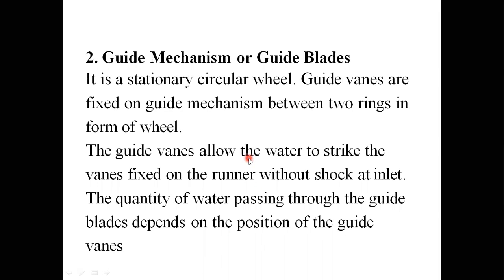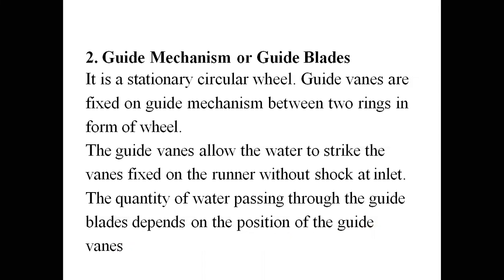The guide mechanism or guide blade is a stationary circular wheel. Guide vanes are fixed on the guide mechanism between two rings in front of the wheel. The guide vanes allow the water to strike the vanes fixed on the runner without shock at inlet. The quantity of water passing through the guide blade depends on the position of the guide vanes.